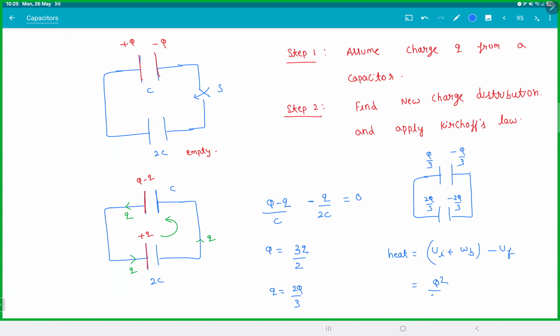Initially the energy was Q square by 2C. Finally it was Q by 3 whole square by 2C, minus 2Q by 3 whole square by 2 times 2C. So all that you'll get the heat produced. Are the steps clear, everyone? How did it distribute the charge? I applied a Kirchhoff's law and the heat produced. All clear? Vihan?